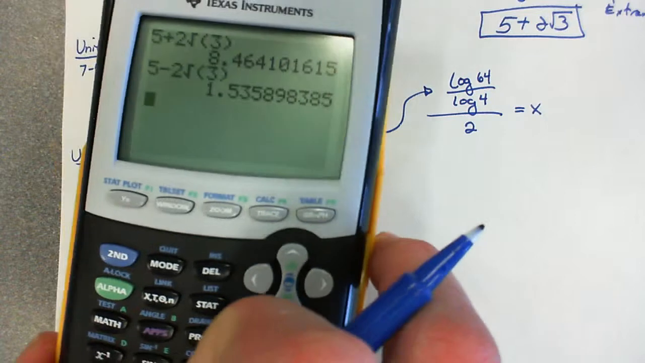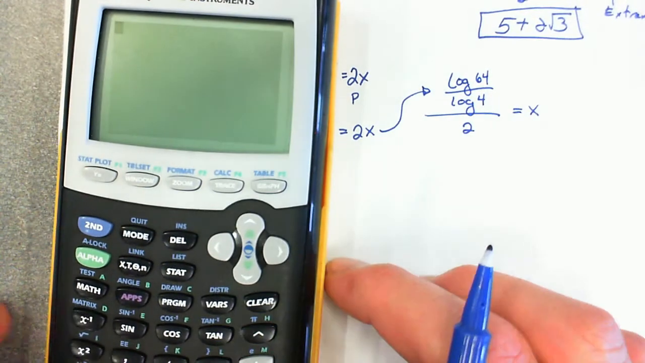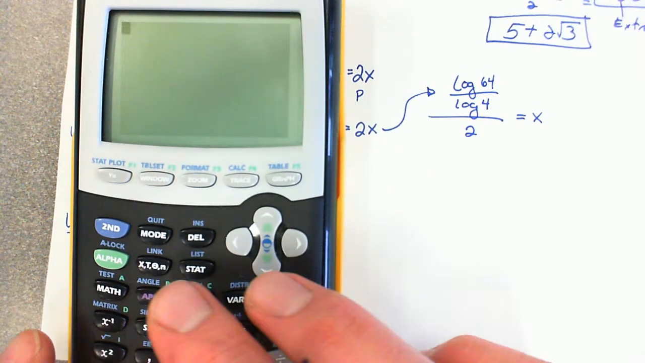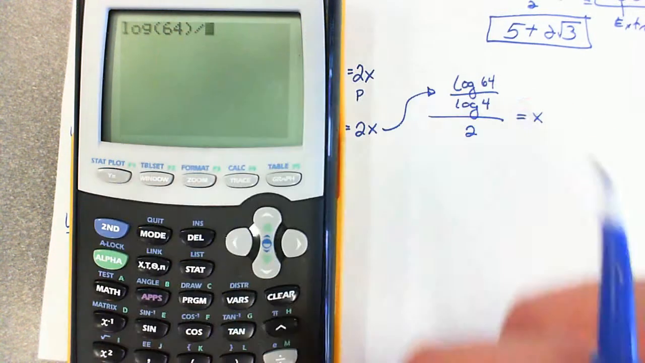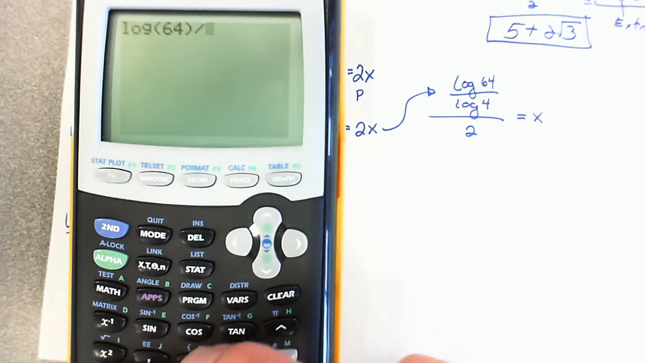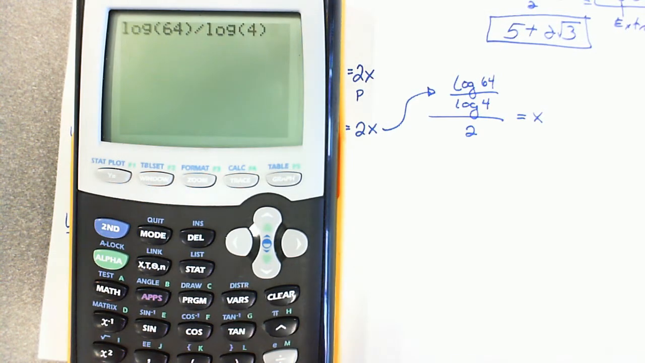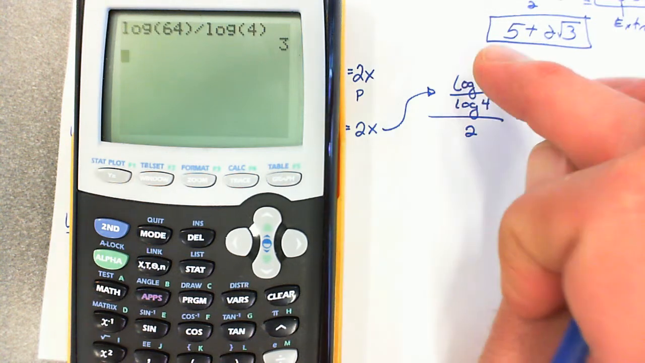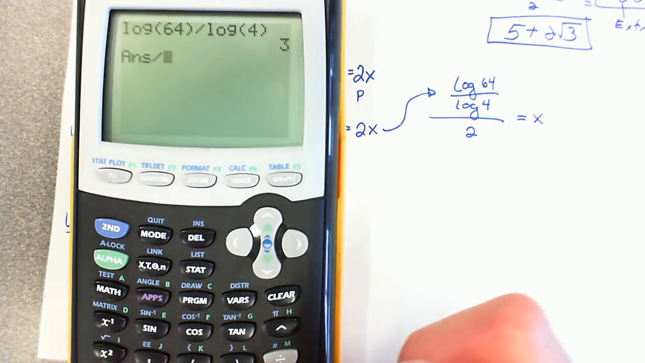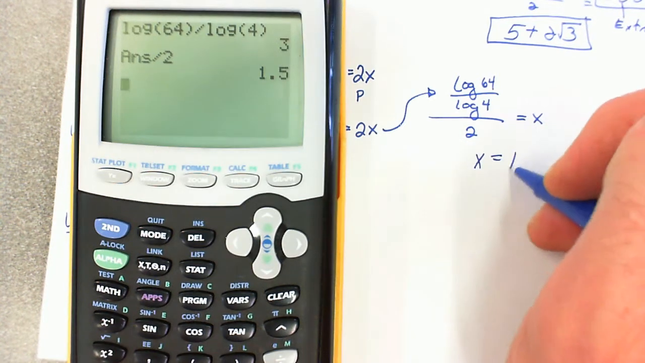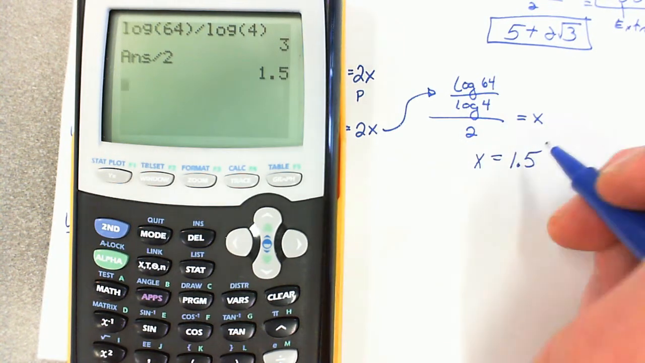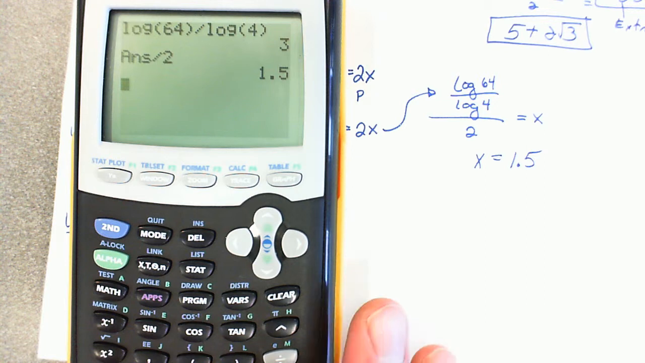So let's try that on the calculator. We're going to have the log of 64, and we're going to divide that, make sure you close your parentheses on the 64, by the log of 4. Let's see what we get for an answer. That was 3. Now this top is a 3, which we now have to divide by 2. So we get x is equal to 1.5. Okay, so x is 1.5.